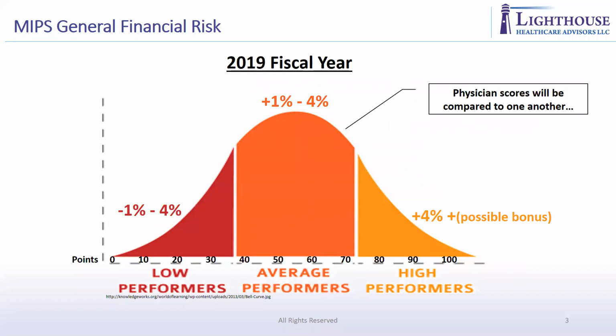the high performers. So the point of showing you this bell curve is to re-emphasize the point that physicians' scores are compared against one another. There's only one pool of money. The funding is not coming from an external source, so it has to be a neutral change for Medicare. So that means that the high performers are going to be earning from the low performers.